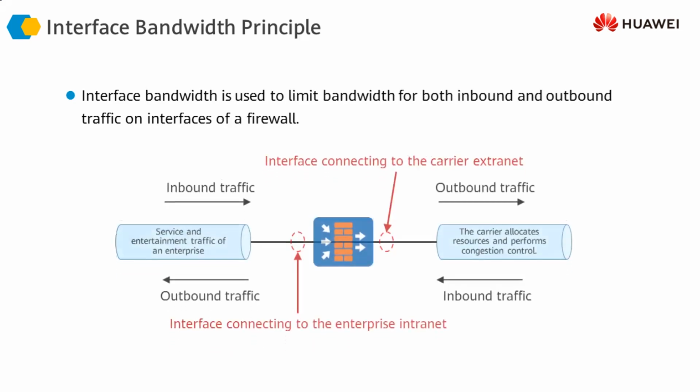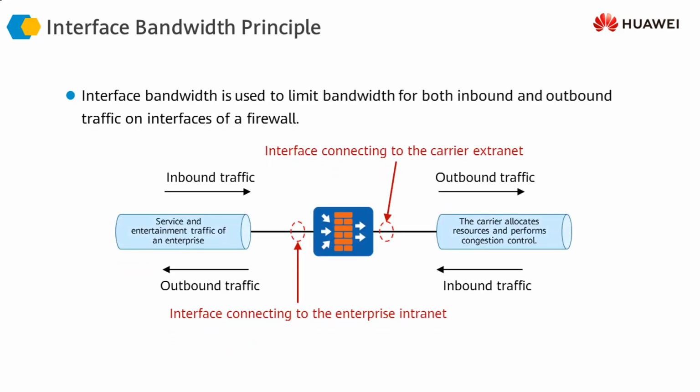The next concept that we need to understand is the interface bandwidth principle, that the physical interfaces on the firewall might be of higher speed. We could have a gigabit speed interface. However, the actual bandwidth that we are getting from the service provider might be lower than the physical bandwidth that is available on the interface. So through the configuration, we need to limit the overall bandwidth that is available on the interface. The physical bandwidth is higher, but we want to configure a lower value of bandwidth to match with the bandwidth that is available from the service provider on this interface.